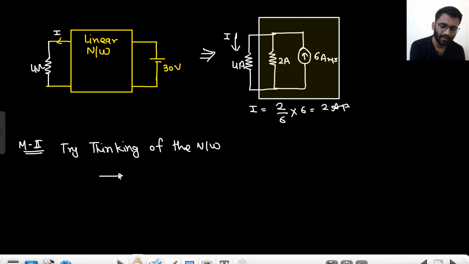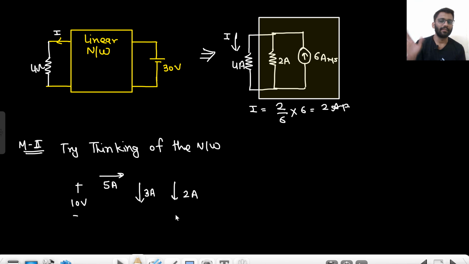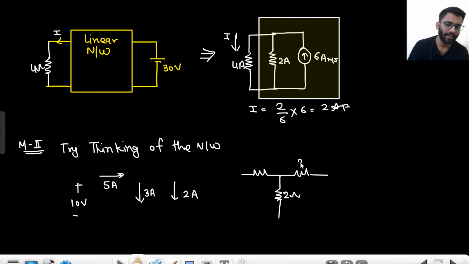Let's just make something like this. 5 ampere should be divided into 3 ampere and 2 ampere. And you have a battery of 10 volt here, right? This is how your circuit should look, and this would be your network. The network would be a T network. 3 ampere and 2 ampere. So what would be the resistance? This should be 2 ohm. This should be 3 ohm.